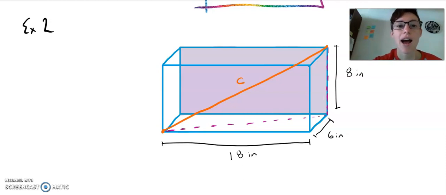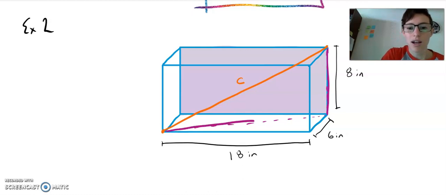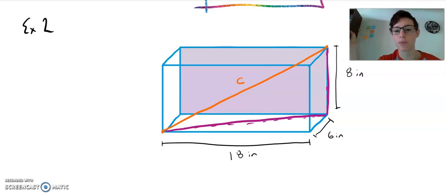And then I already know the length of this leg right here has to be 8 inches. But the length of this diagonal here is bigger than 18, less than 24, which is 18 plus 6. Don't know that one yet. So how do I find this guy right here? Well, I'm going to call it a certain thing because we have an unknown, and in math we sometimes call unknowns variables. Let's call it x.